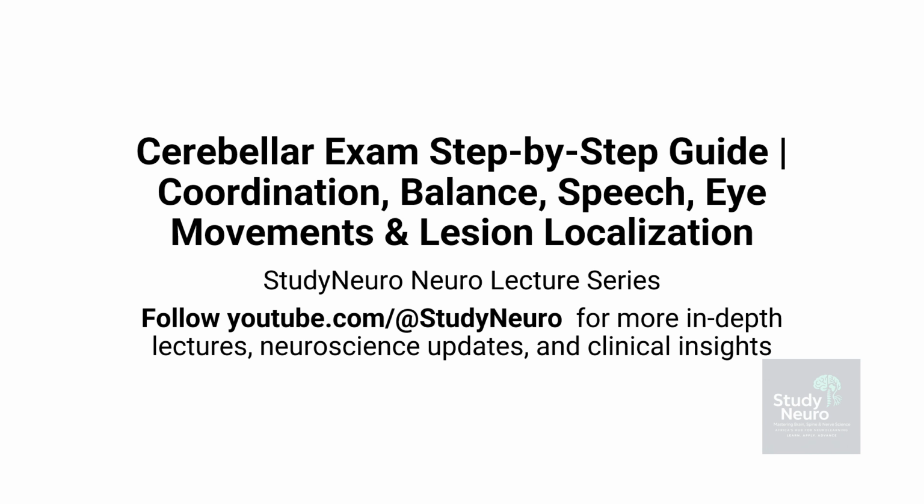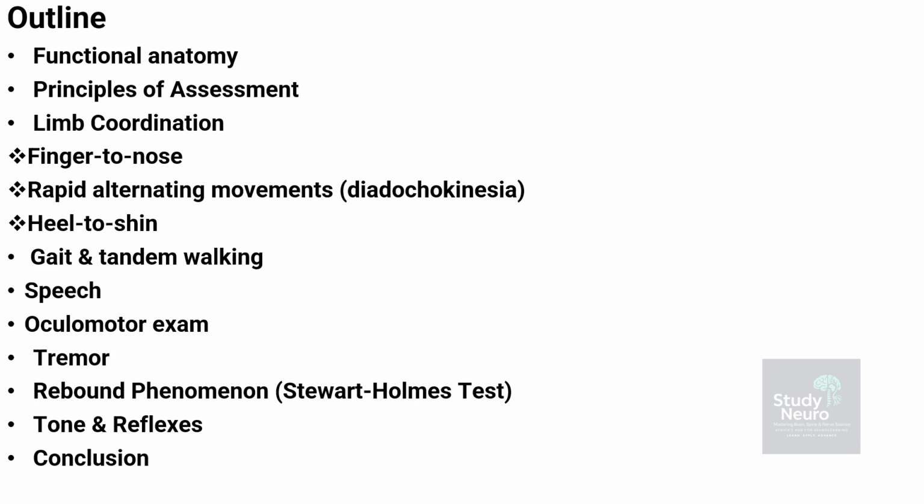We'll start with a quick review of the cerebellum's functional anatomy, focusing on how different regions control limb coordination, posture, and eye movements. Next, we'll discuss the core principles of a cerebellar assessment, emphasizing a structured approach that compares both sides and integrates timing, rhythm, and smoothness. For limb coordination, we'll demonstrate key tests, including the finger-to-nose, rapid alternating movements, and heel-to-shin maneuvers.